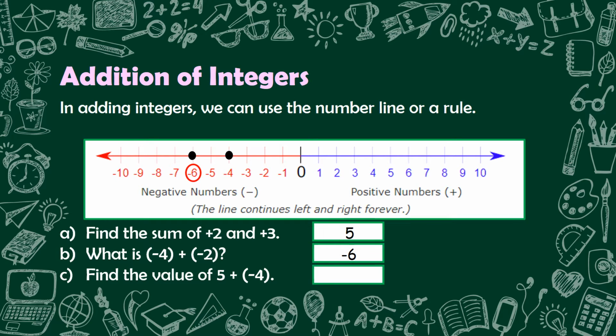And last, letter C, find the value of positive 5 plus negative 4. Here is our positive 5. Then we will add negative 4, so we will have 4 movements to the left. So we will arrive at 1. That's right. So the value of positive 5 plus negative 4 is equal to 1.